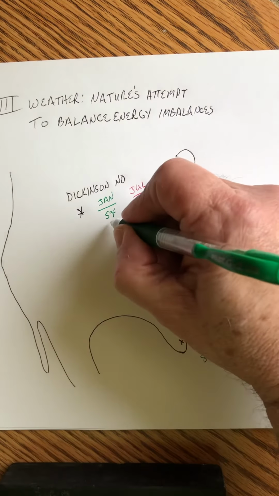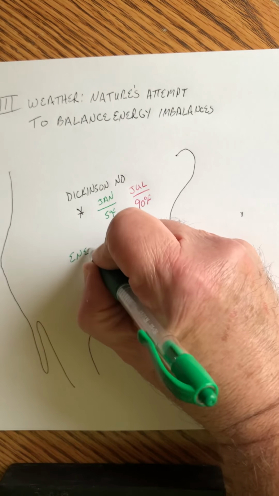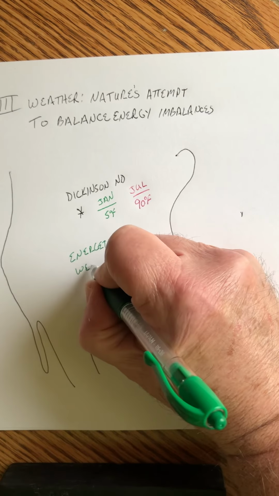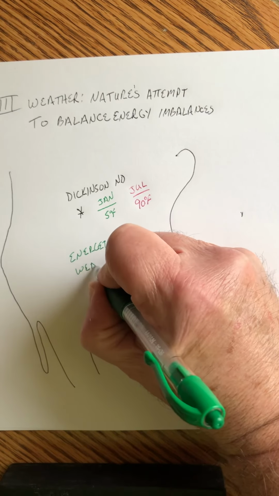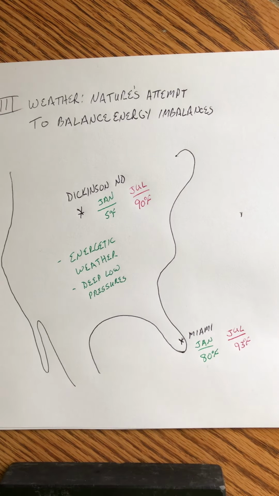So in January, you've got energetic weather. And what I mean by that is you'll have some deep low pressures. And those low pressures, those storms, are going to be the means by which that surplus heat energy is going to be transferred from the area of surplus to the area of deficit.